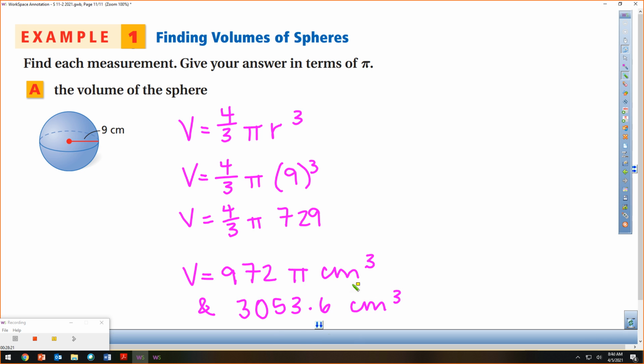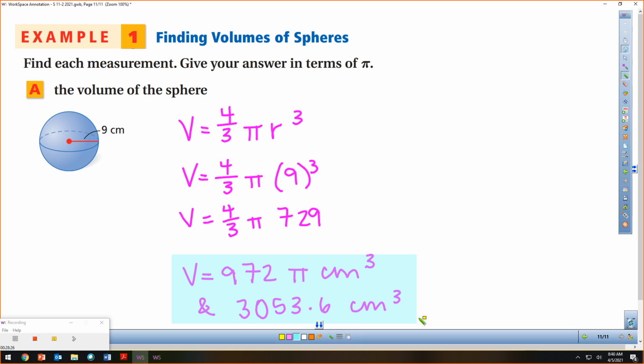Okay, so again, on your reference sheet, the first volume formula has 2 bases. The second volume formula has 1 base. The third volume formula has no bases. 2, 1, 0. Any questions before you guys get started on your homework?